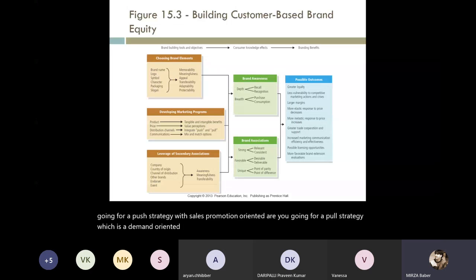Communications, are you using sales promotion, direct marketing? Are you using public relations? Are you using personal selling or just simple advertising?